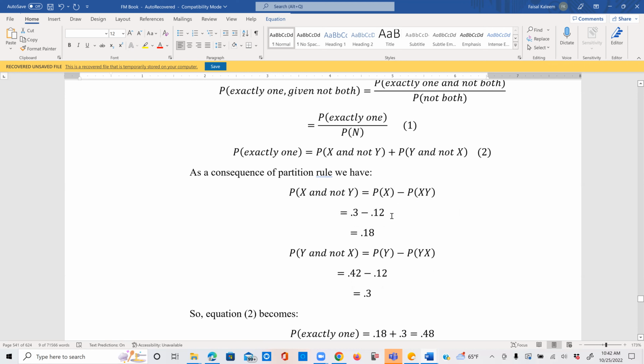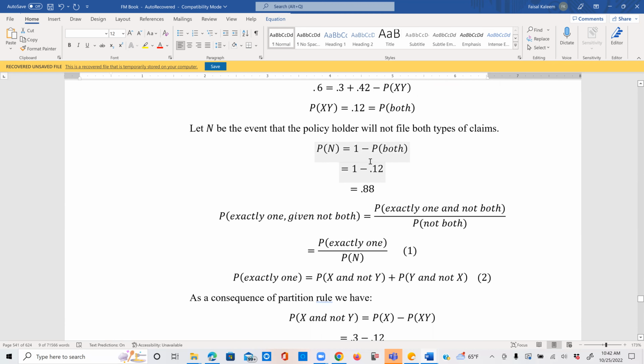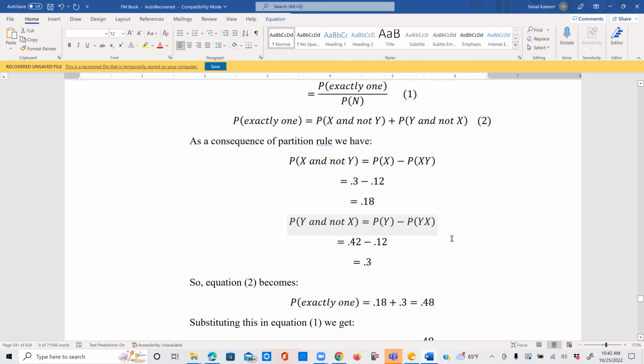And similarly, invoking the partition rule again, this time on Y and not X, that would be P of Y minus P of YX. P of Y was 0.42, and P of YX is the same as P of XY, which we found above to be 0.12. And so P of Y and not X comes out to be 0.42 minus 0.12 equals 0.3. So equation 2 then becomes exactly one is equal to 0.18 plus 0.3, that's 0.48.